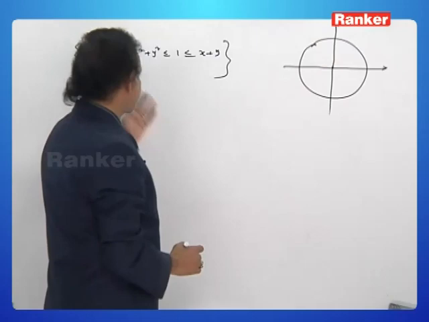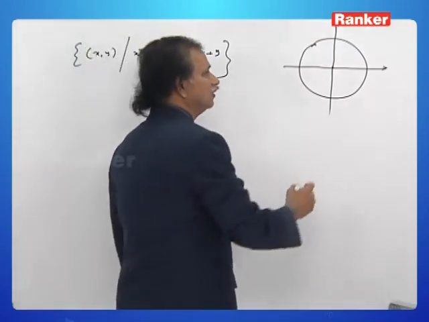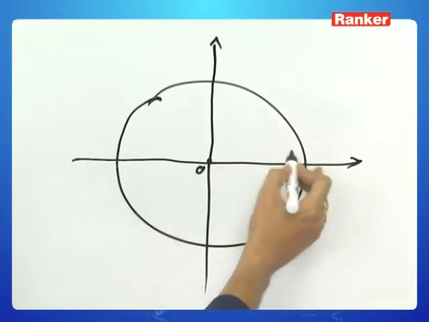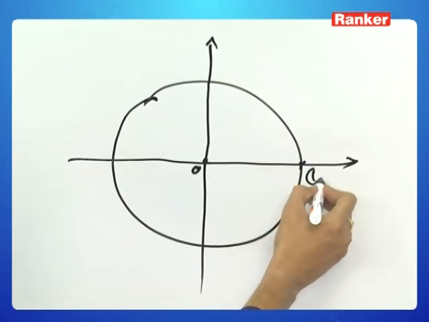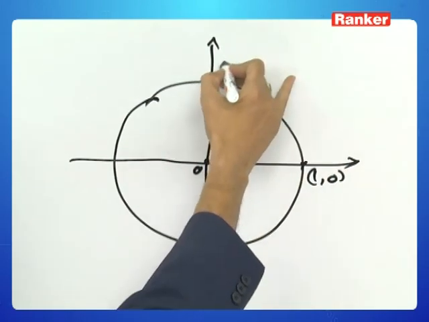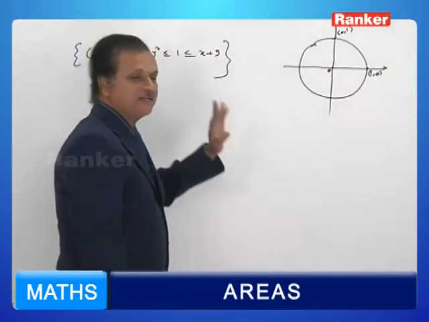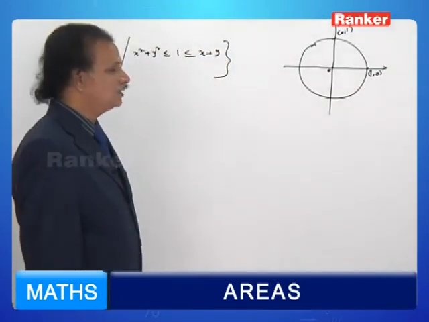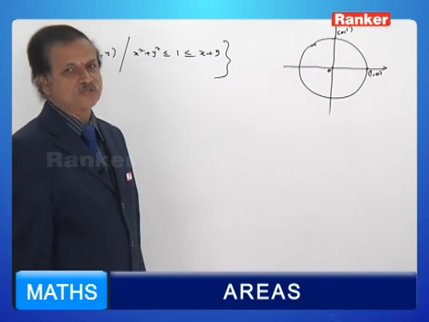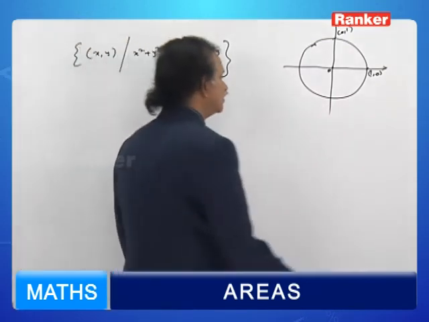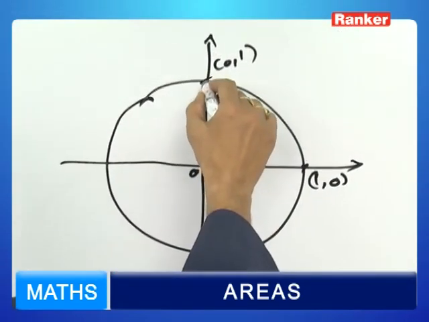What is the equation of the circle? x squared plus y squared is equal to 1. Well, this is the origin. What is this point? (1, 0). What is this point? (0, 1). Well, what is the straight line given? x plus y is equal to 1, isn't it? x plus y is 1 means its x-intercept is 1, y-intercept is 1. Hence, of course, this is the required line.